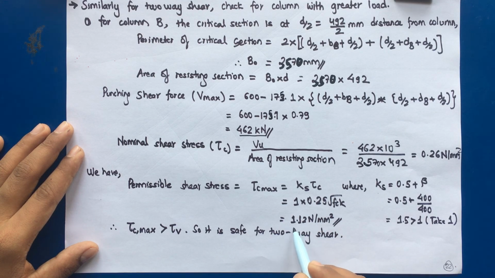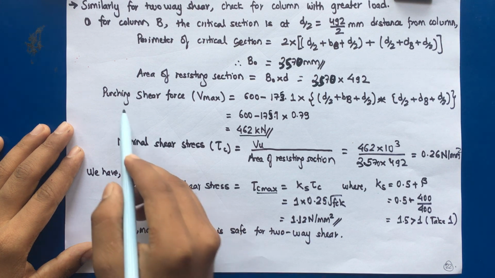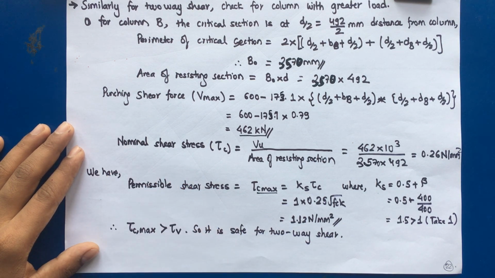So this comes as 1.12 Newton per mm square. Since tau c max is greater than tau v, that is, the permissible shear stress is greater than the nominal shear stress or shear stress at the critical section, it is safe for two-way shear.